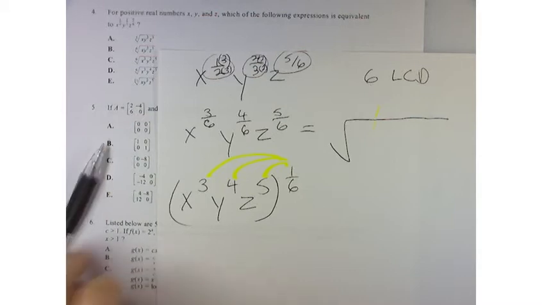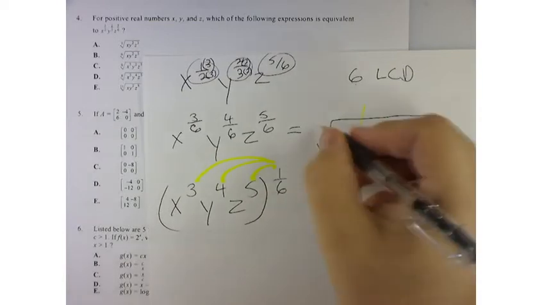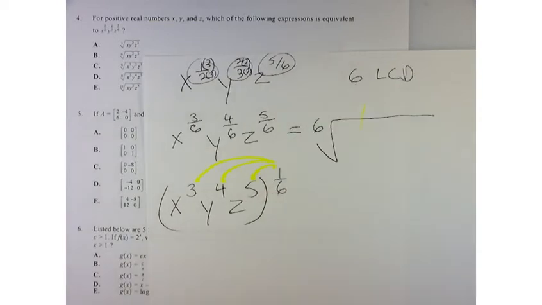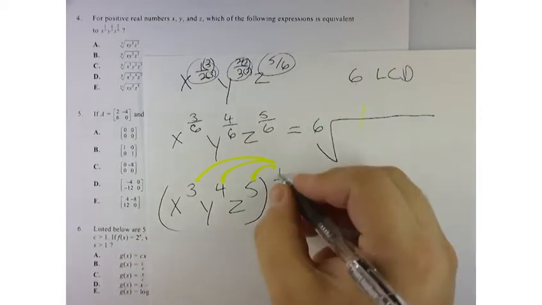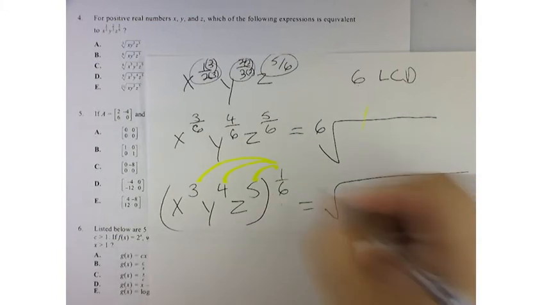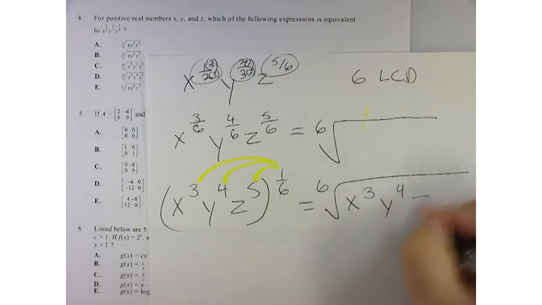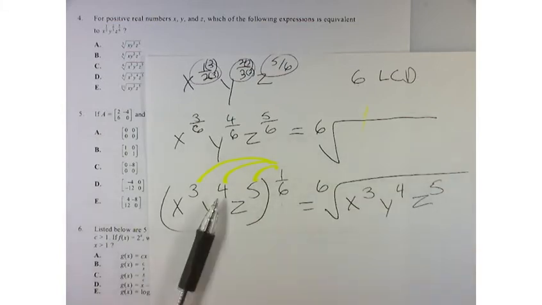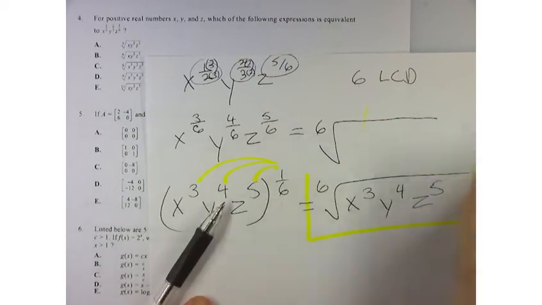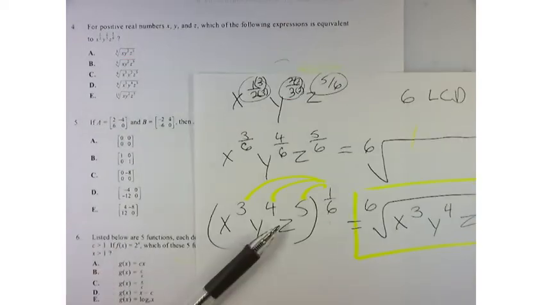And so because I have a fraction here, I can write this as the 6th root, right? Because this is the same as saying the 6th root of something. Well, what is it the 6th root of? X cubed, y to the 4th, z to the 5th. And so this is our final answer, which is D.